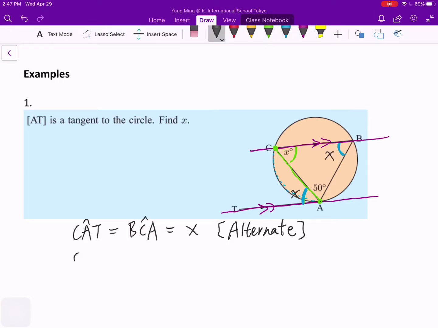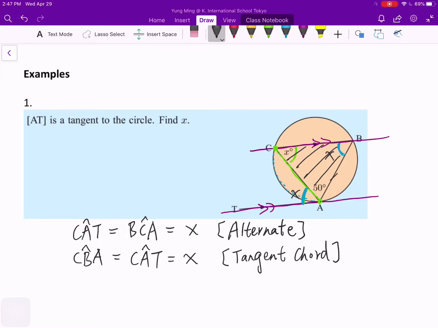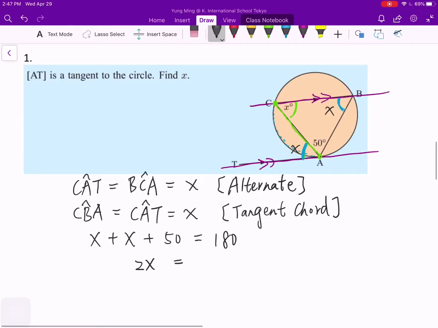Right? So here you will say angle CBA is actually equal to angle CAT as well, and that makes all of them x. The reason behind that is because we have the tangent chord theorem. So there you go, you will see a triangle, and you know that the sum of all these angles needs to be 180 degrees. So you will have x plus x plus 50 equals 180 degrees. So you will have 2x equals 130 degrees, and your x is just 65 degrees. So that's it for this question.